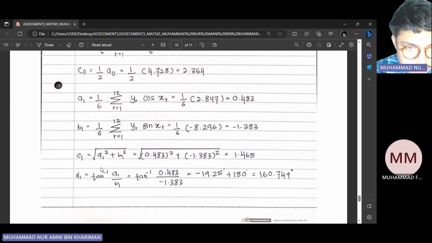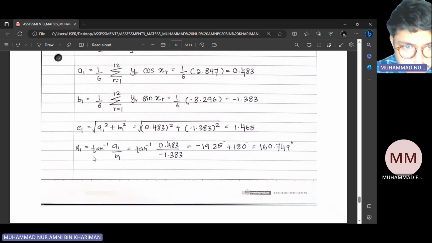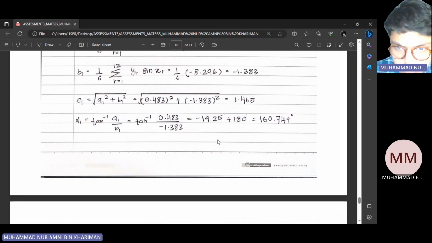For the C1, you just have to use the formula here, which is the square root of A1 squared plus B1 squared. You just take directly from the previous answer values, and you'll get 1.465. And to find alpha 1, which is the angle, as usual, just inverse tan of A1 divided by B1. And then you will get negative 19.25. But then you have to add 180. This is because it is in the third quadrant, so we need the real value. So the value is 160.749.